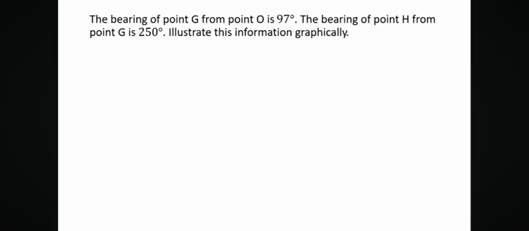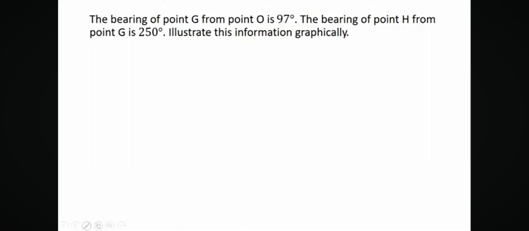Let's look at the question for this video. The bearing of point G from point O is 97 degrees. The bearing of point H from point G is 250 degrees. Illustrate this information graphically. So you have been given two bearings here.